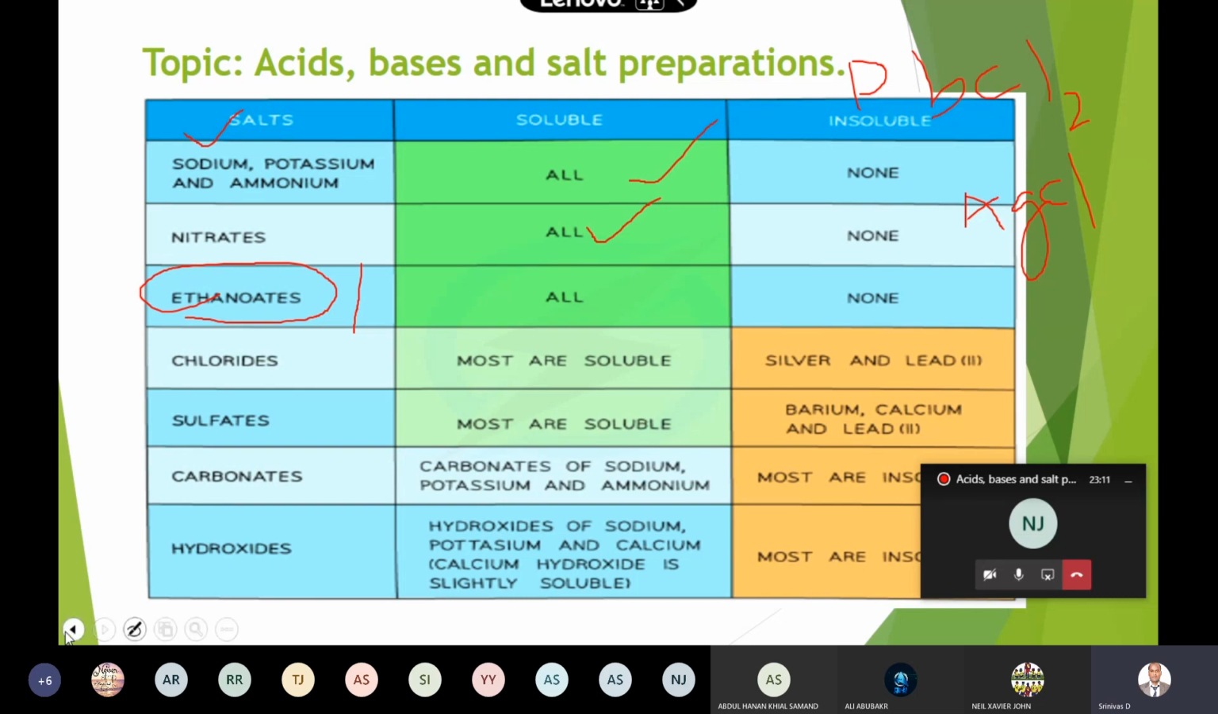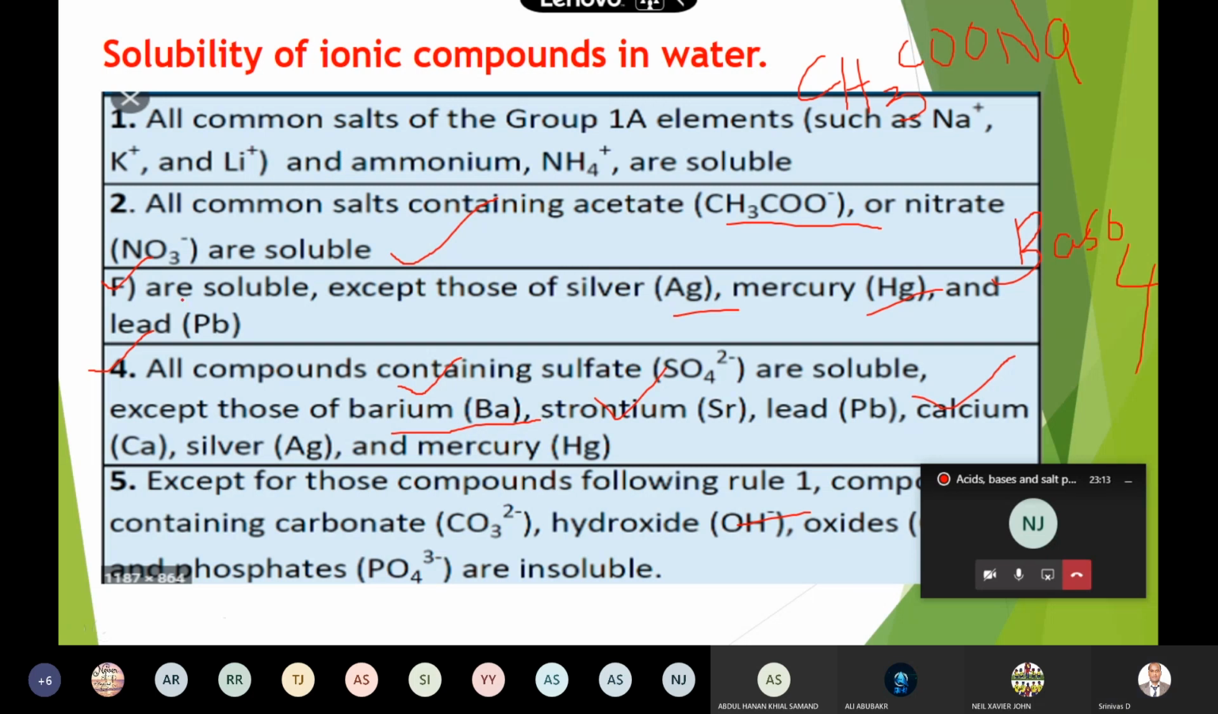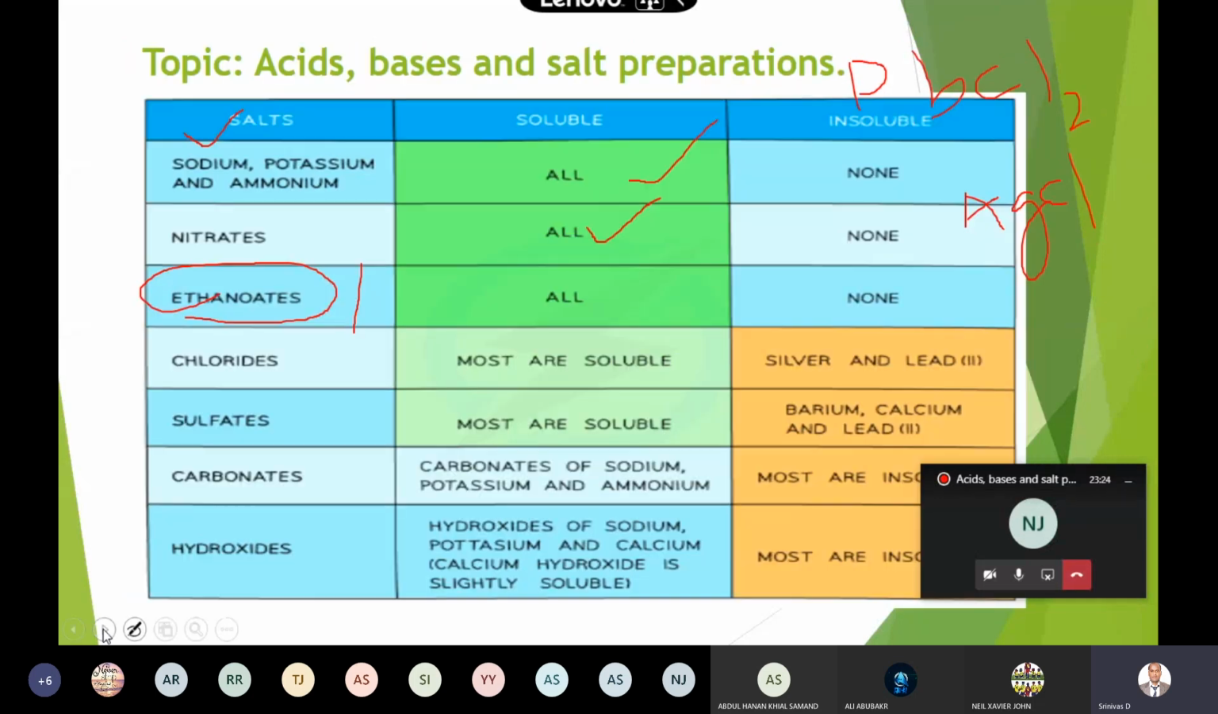Come back to my previous slide. See, all compounds containing sulfates are soluble, except those of barium, strontium, lead, calcium. But here only three are given: barium, calcium, and lead. Am I clear with my previous slide? At least make a note of this chart or diagram, then everything will be okay.